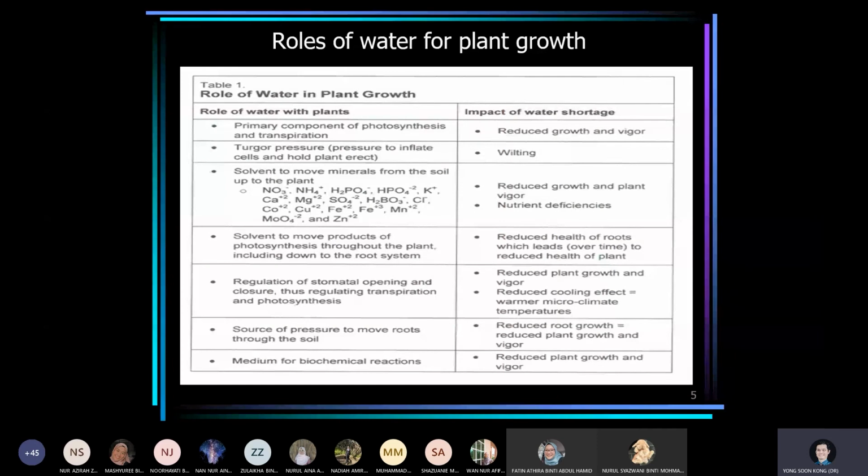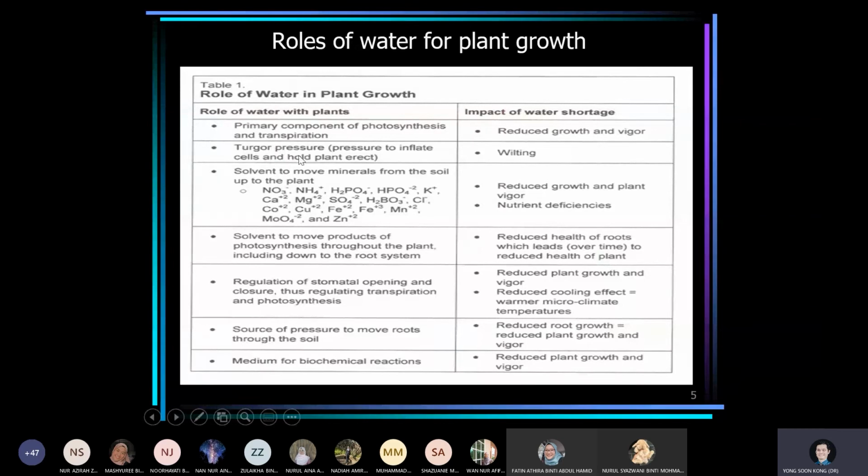So, roles of water for plant growth. There are various, and I think I've covered most of them. So I'm going to focus on those that I haven't covered. So let's go one by one. Number one, primary component of photosynthesis. I told you just now. Turgor pressure. Now this one I haven't told you.